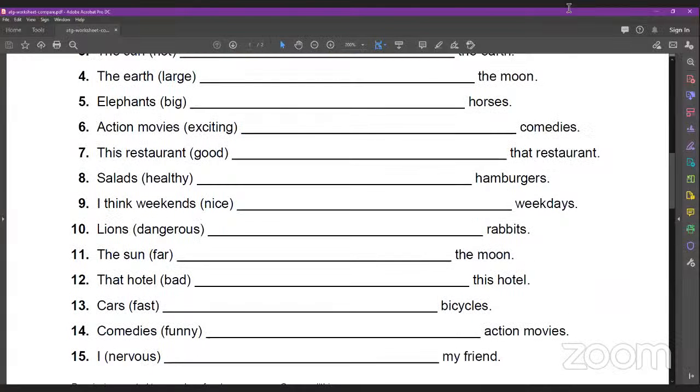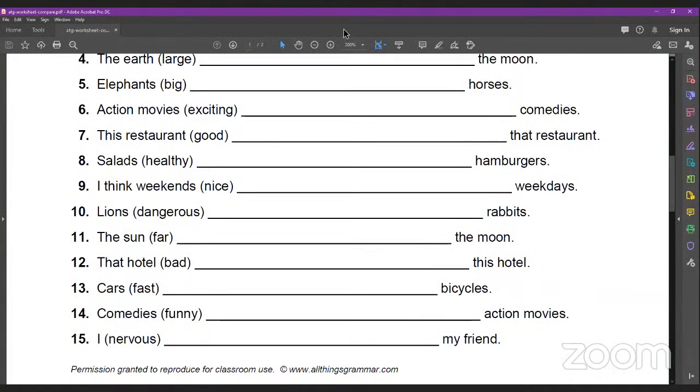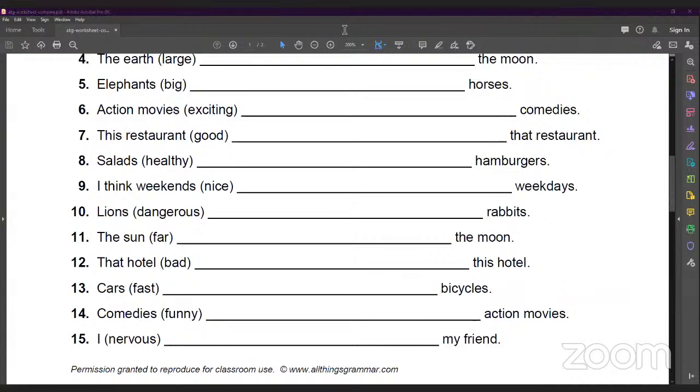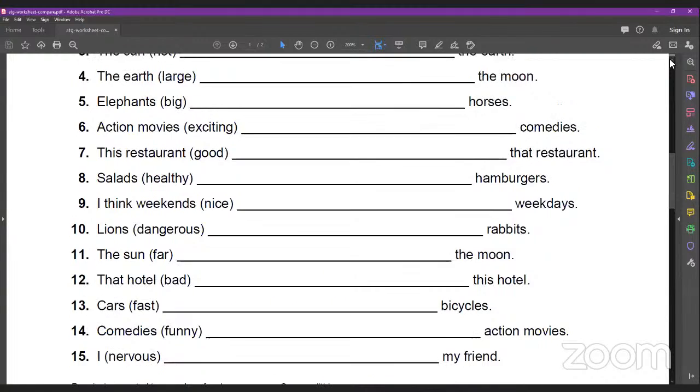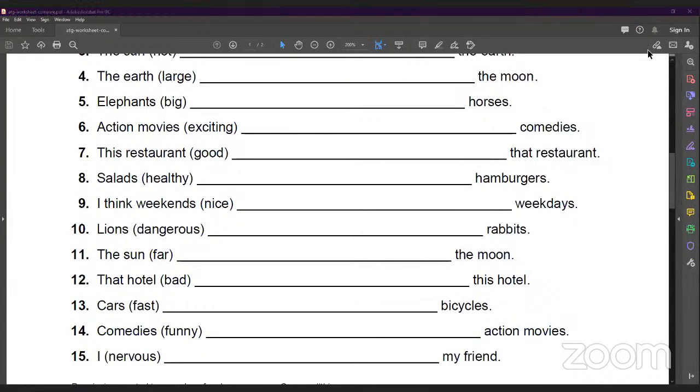You see? Okay, so let's continue. Exercises number 4 and 5, please. A new volunteer. Thank you. 4 and 5, please. The earth is larger than the moon. Elephants are bigger than horses. Right, very good.